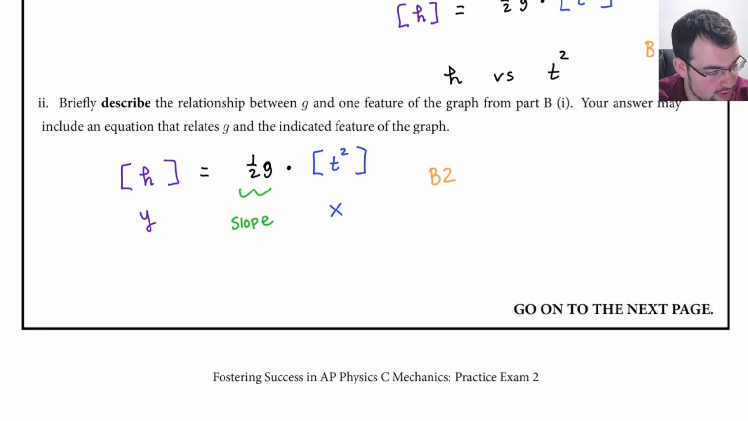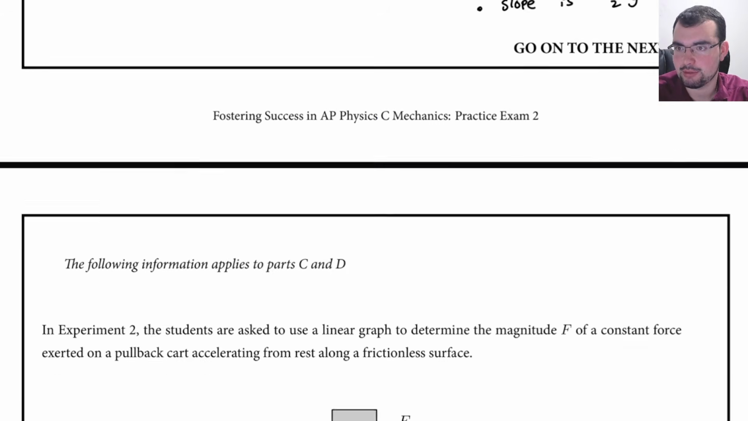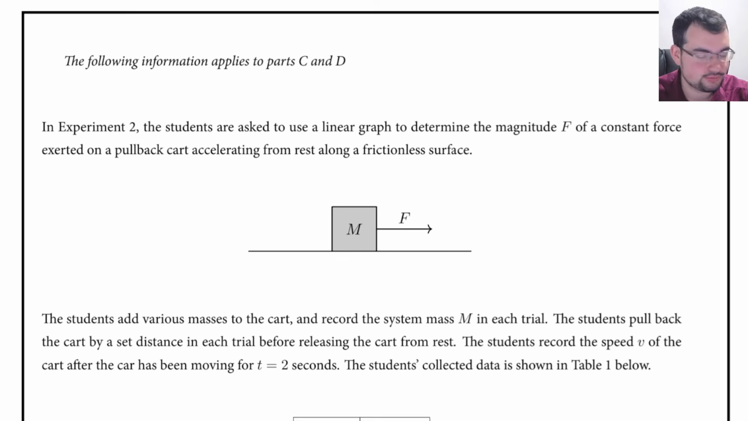Now, if I wrote this in words, my rubric says graph h versus t squared, slope is 1/2 g. You do not need to solve for g. You just need to relate g to the slope somehow. So you don't have to do any sort of algebra, because any sort of solving will be found in C and D.